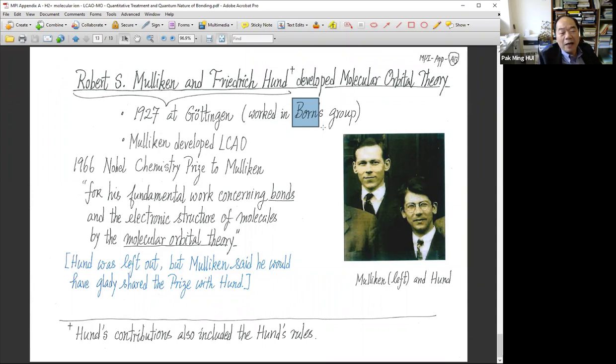Okay, so among these three, only Hund was eventually not given a Nobel Prize. I think he passed away in the 1980s. Okay, so I stop here and take a break of a few minutes. Okay, then we come back and discuss more about bonding.